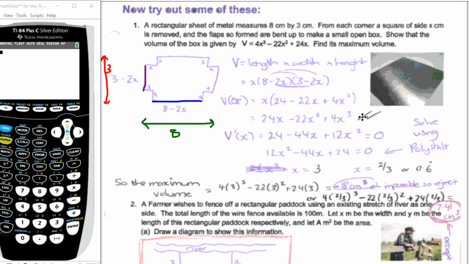Which, by the way, it was given to you anyway, but still good to practice doing it. So I just only noticed now that the volume formula was actually already given to you. So imagine you had to prove it. That's how you would prove it. Now what you're asked to do is find the maximum volume.